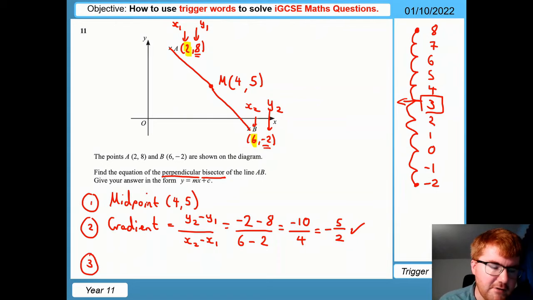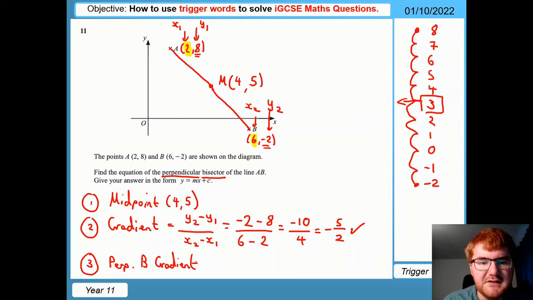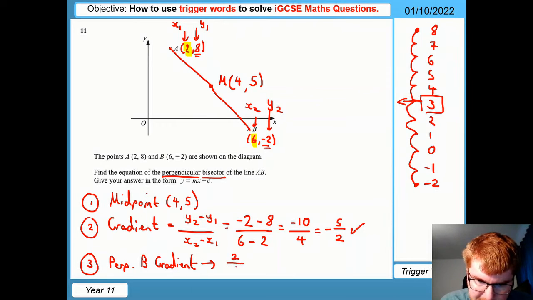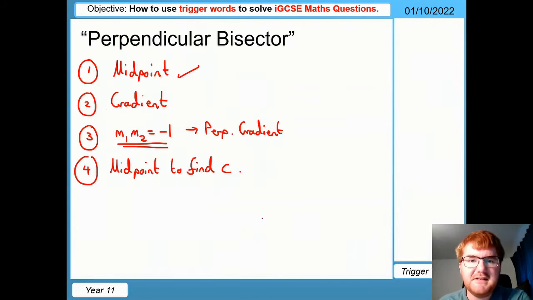My step 3 is this gradient of the perpendicular bisector. So perp B gradient. And the way that you do this with a fraction is we're going to flip the fraction. So I'm going to flip this to 2/5, and then we turn it to the different sign. So going from negative to positive. So that's my gradient here. So that's my step 3 done. So I can tick these off as I go.